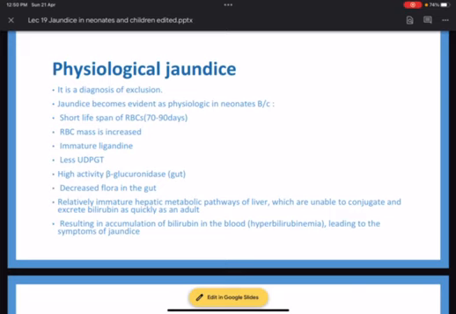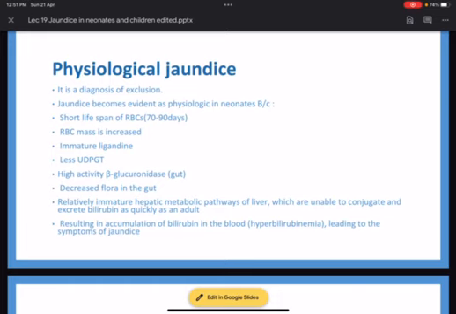For example, physiological jaundice never appears on day 1 of life. So if a baby is just born and during the first hours of life develops jaundice, this is a red flag. So we can't say this is physiological jaundice. We for sure need to rule out pathological, and it is most likely pathological.